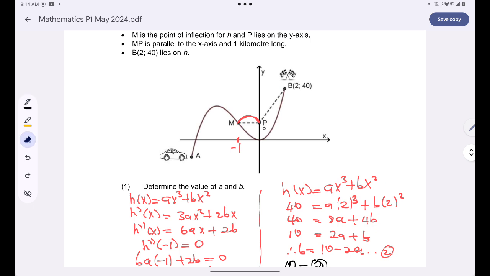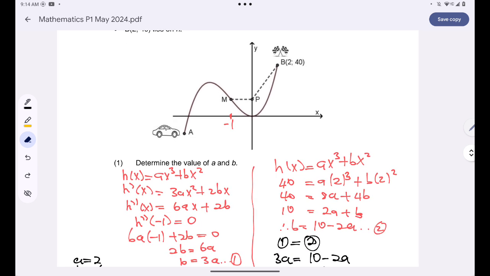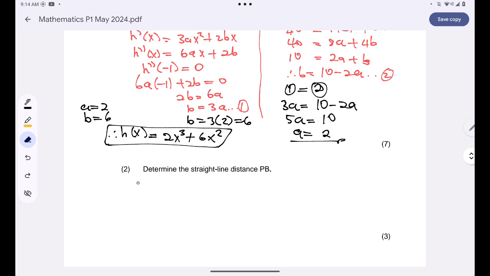For me to find that distance, I must find the y value at P, right? Remember, I was told that MP is parallel to the x-axis, which simply means that MP is a flat line, and on a horizontal line, the y value doesn't change. If I can find the y value at M, that y value will be the same as the y value at P. How can I do so?